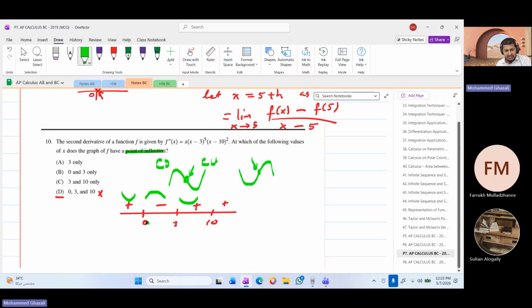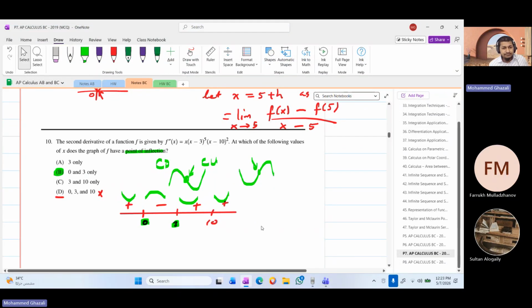So where's the inflection point? At 0 and 3 only. You can't go at 10 because there is no change in concavity. This is also concave up. There is no change in concavity. So the answer is B. Are we good, guys? Right, excellent.